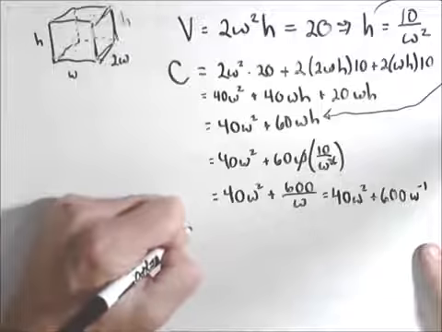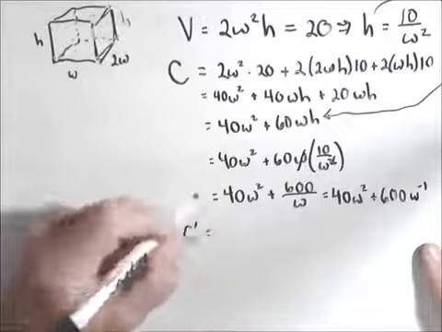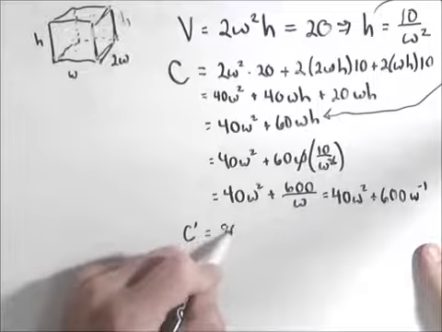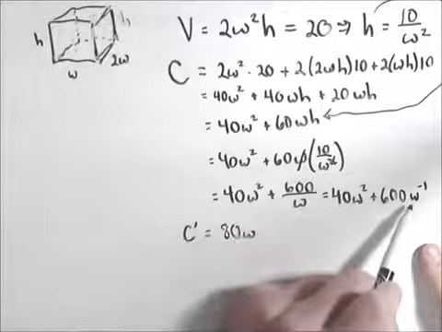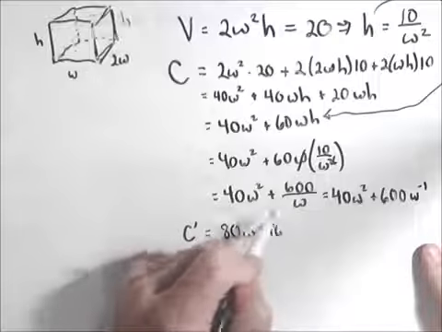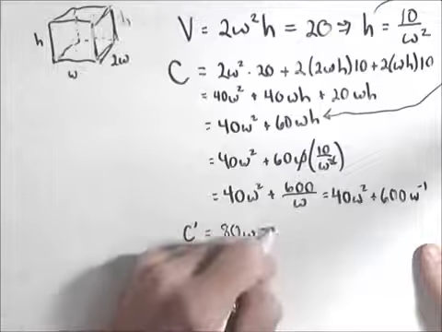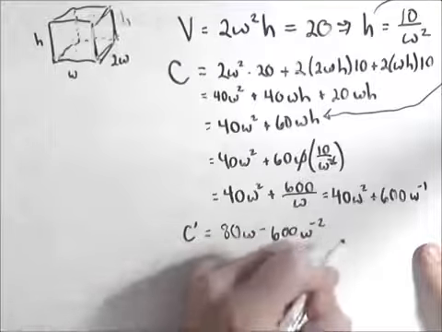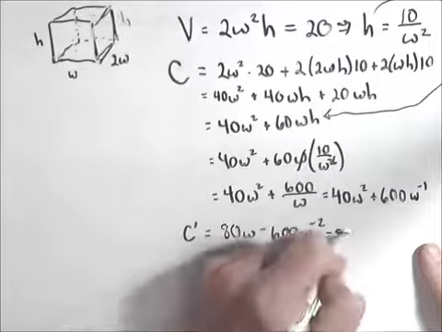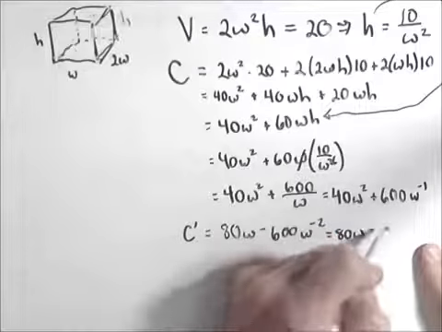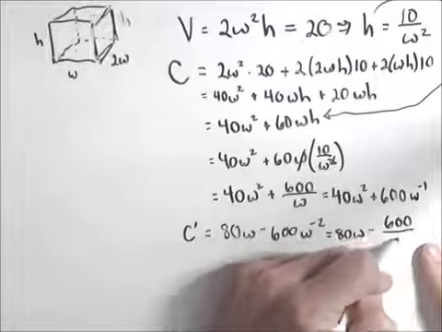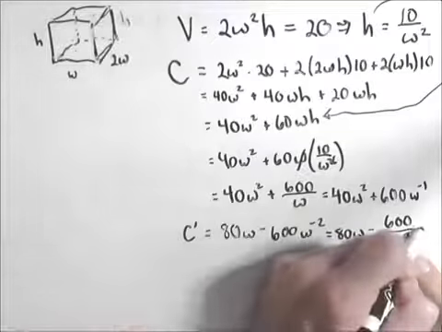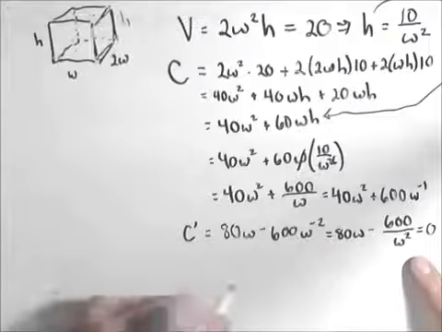So now that we have it simplified, we need to find any critical points. C prime. Alright, this is an easy one. Just a little power rule. It's 80W. This one's not too bad either. Minus 600. Bring the negative 1 down, so minus 600W to the negative 2. Or we could rewrite this as 80W minus 600 over W squared. That's what we need to set equal to 0 for any critical points.